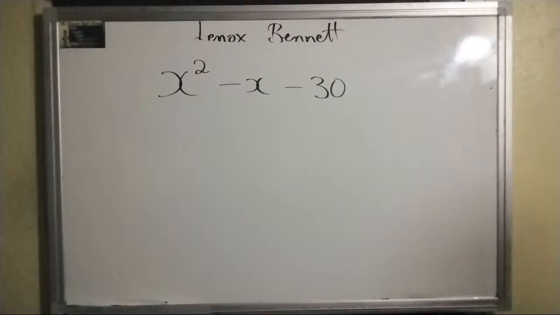So try that one, guys. X squared minus x minus 30. What's the difference between this one and the previous one? Thanks for the likes, guys. Alright? So I'm going to wait until you guys try it.